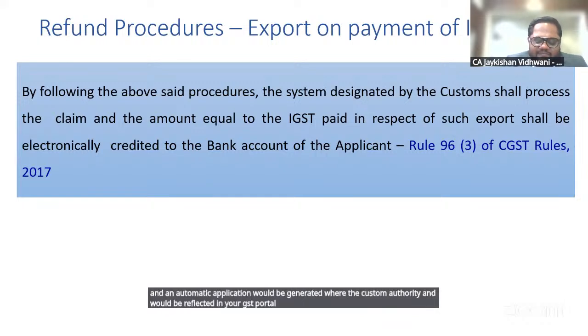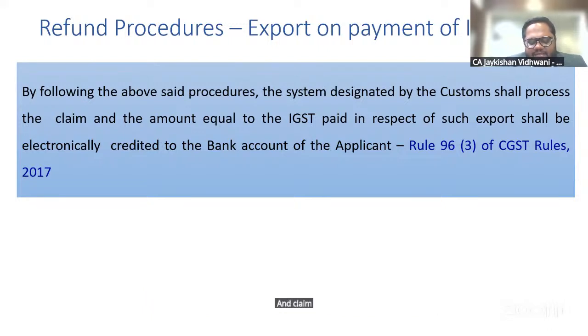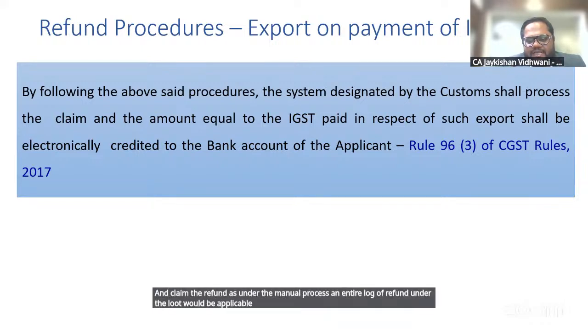Once this classification is done, you need to approach your jurisdictional authorities and claim the refund under the manual process, and the entire law of refund under the LUT would be applicable. Though you have originally exported under the with payment category, you will still have to claim the refund under the manual procedure, the only reason being that you have been classified as a risky exporter.